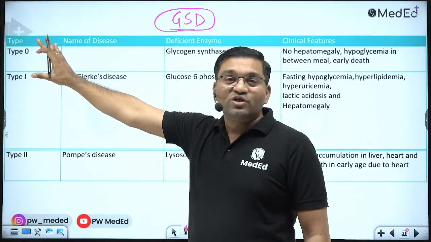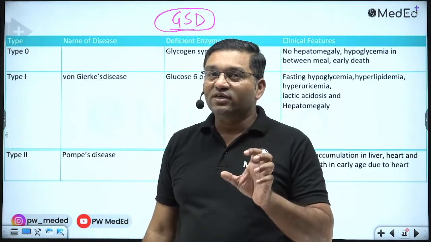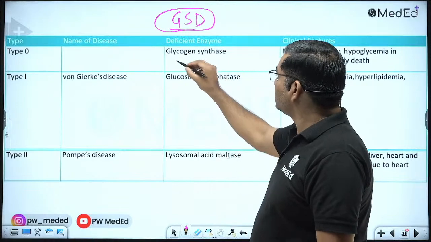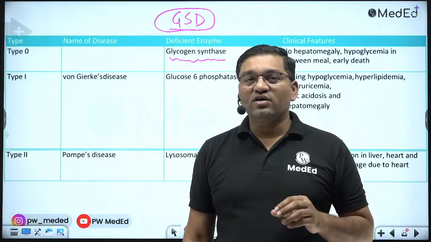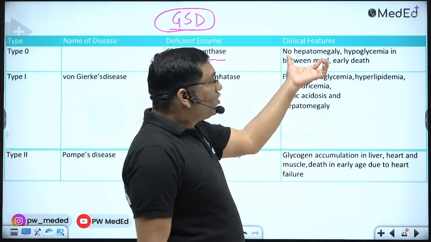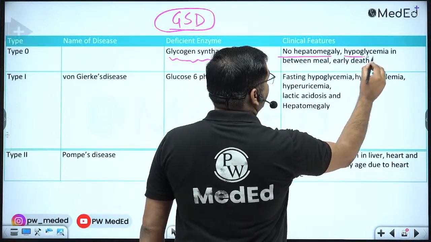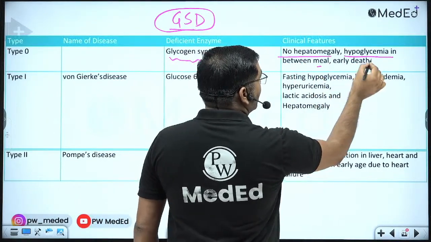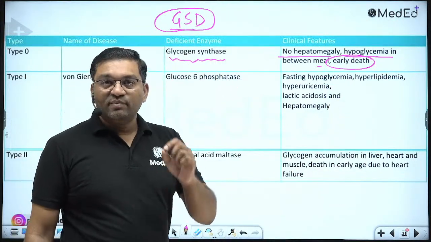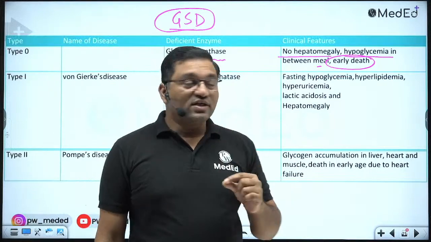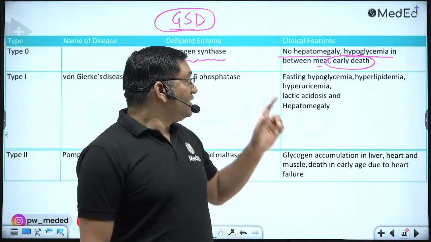Now type 0 is also important because a question came on this last time. So type 0 is also important. It is a glycogen synthase defect, and early death occurs in type 0. There is no hepatomegaly in type 0. Hypoglycemia is there in between meals, and early death occurs because of the defect in glycogen synthase, which is the main important enzyme or rate limiting enzyme in glycogenesis.